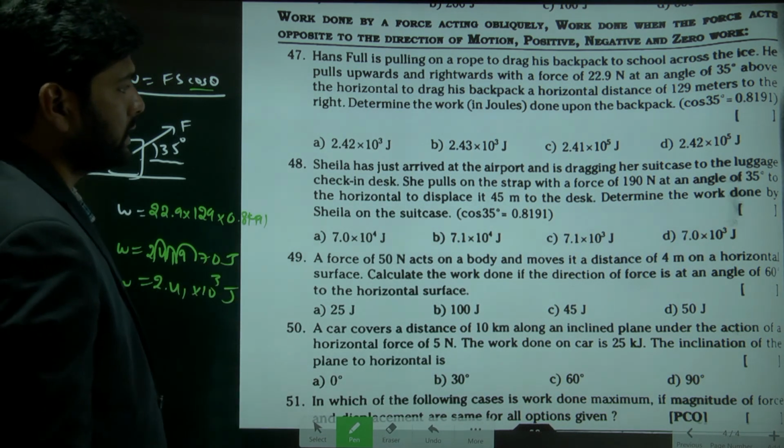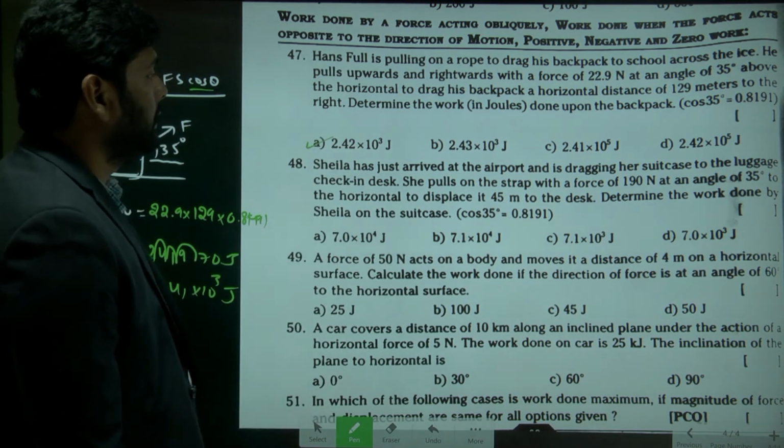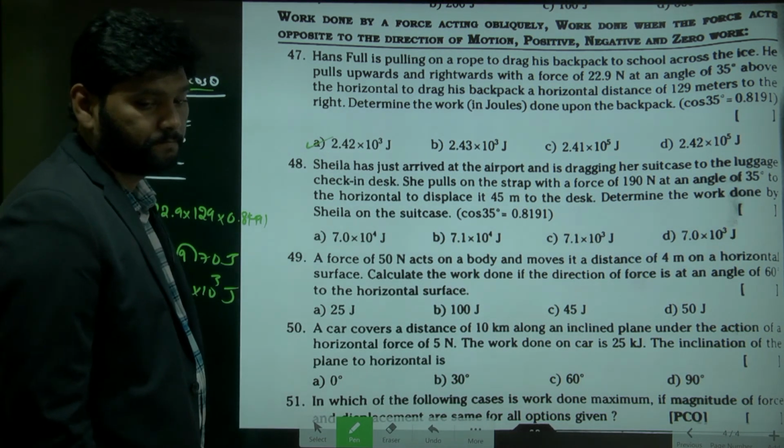So which option is correct here? Option C. Option C, 10 power 3, not 10 power 5. Okay.